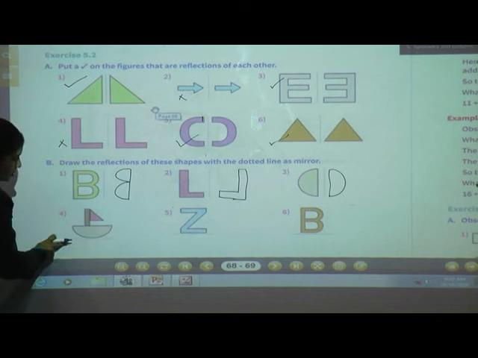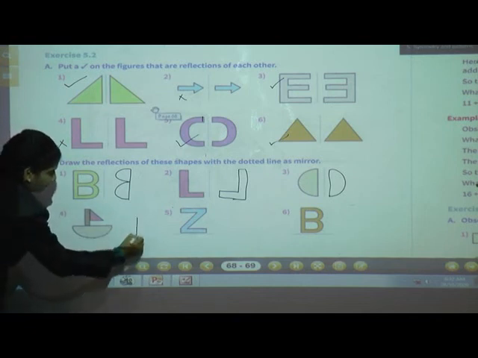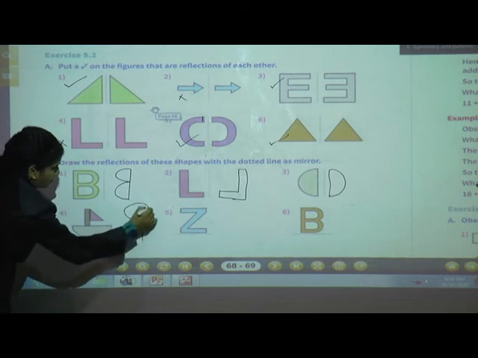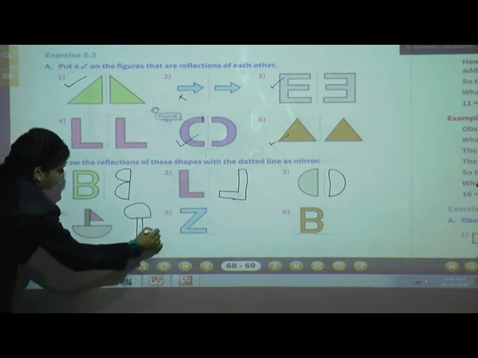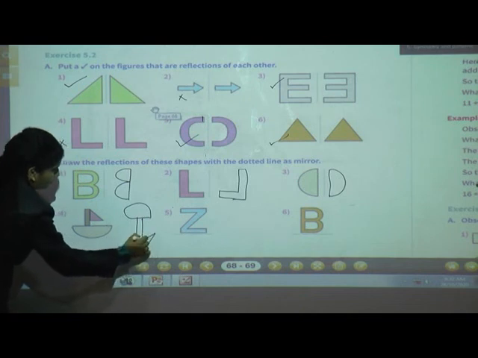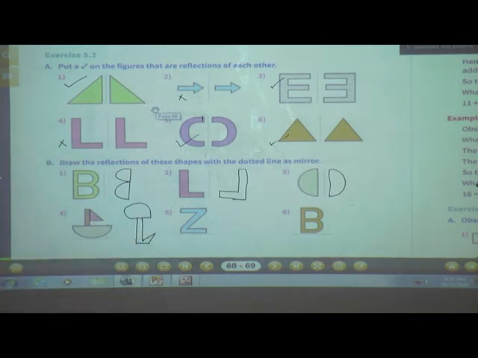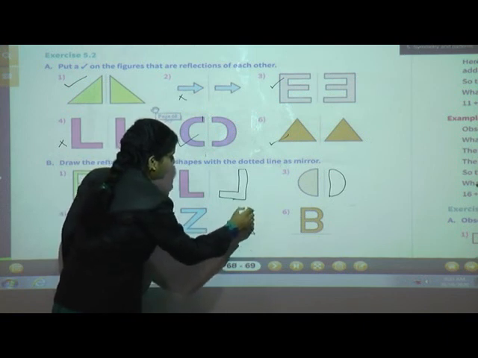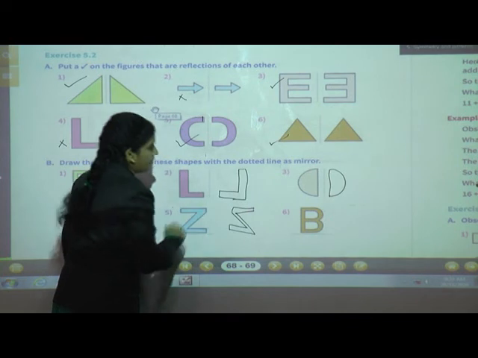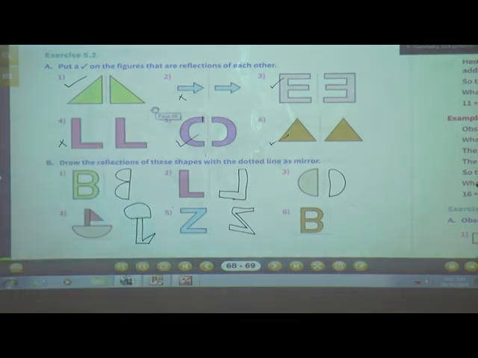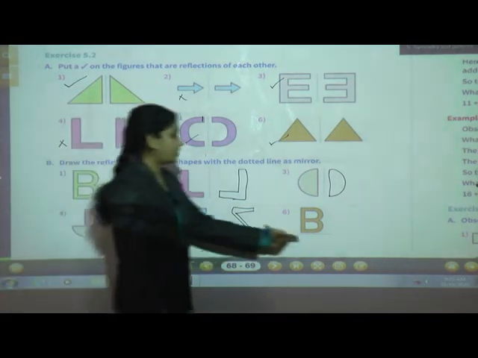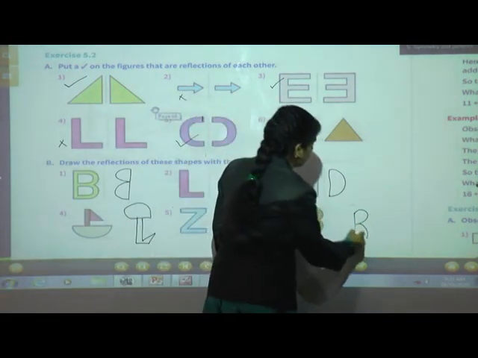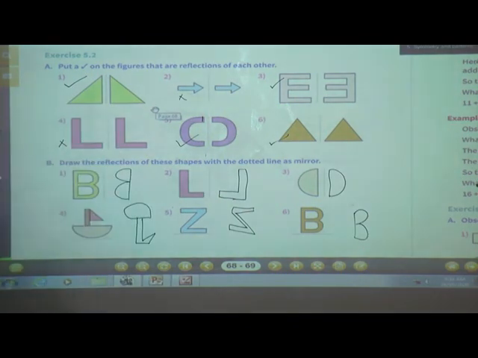See students, here is a dotted line. So how will it look? I will show here. It will look like this. Okay. Now the fifth one. Here is a mirror, so we get the figure like this. And for the sixth one, how will it look students? Again, here is a dotted line, so we will get the B as it is. Okay. So in this way, you can identify the mirror image.